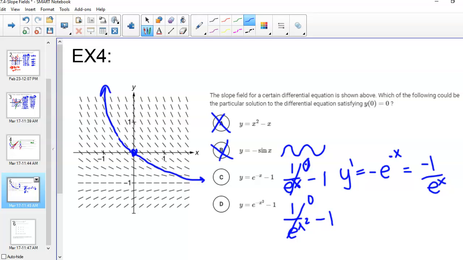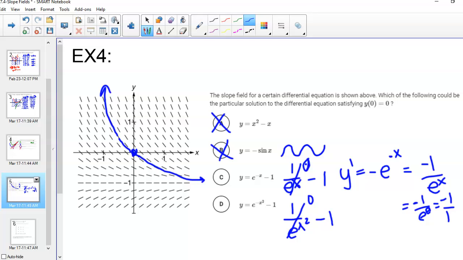So if we just think of a point, for example, the point where x is 0, then if we plugged in 0 right here, we would have -1 over e to the 0, which is -1 over 1, which is -1. And if we look here, right there at that point, that's possibly a slope of -1. So that is a possibility. Let's try that same thing for D.